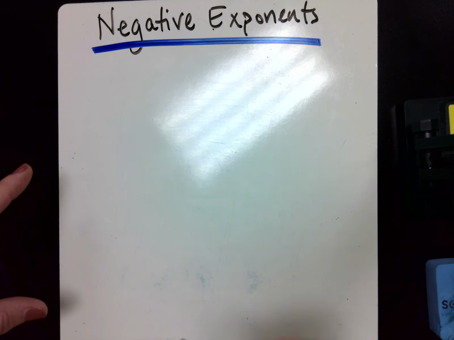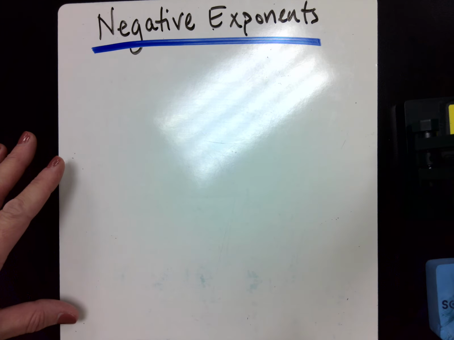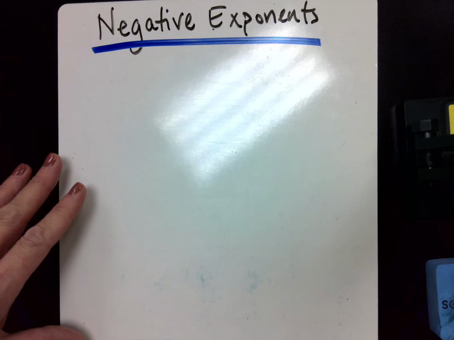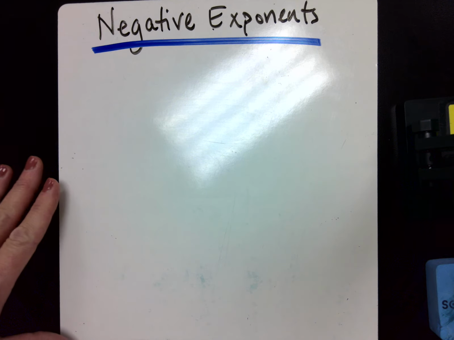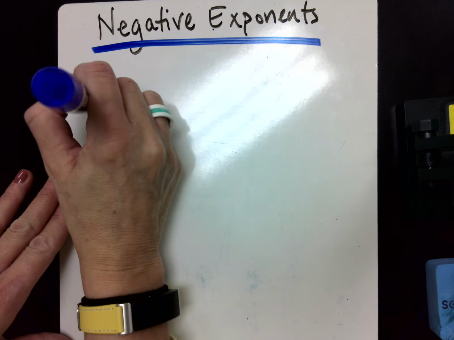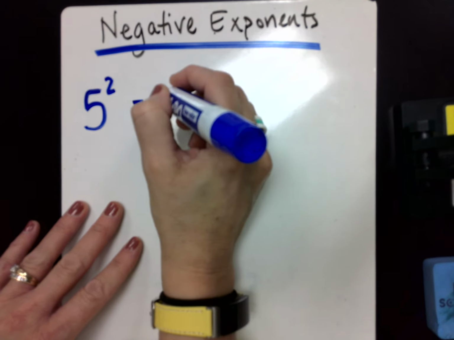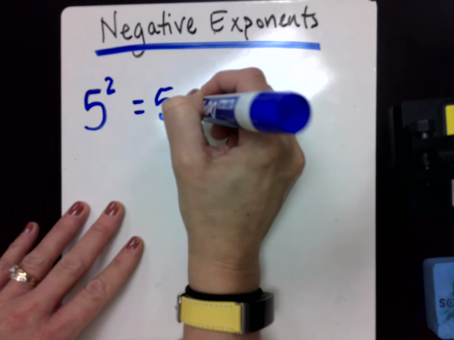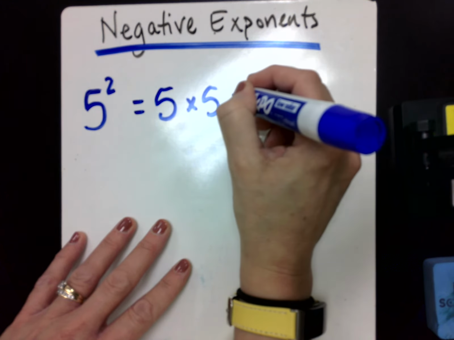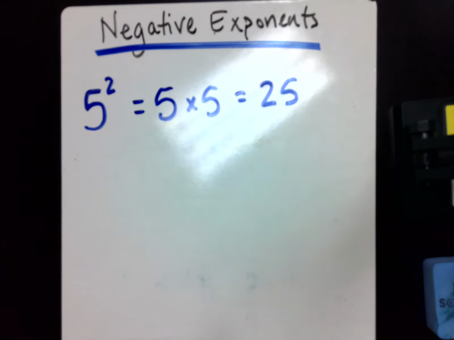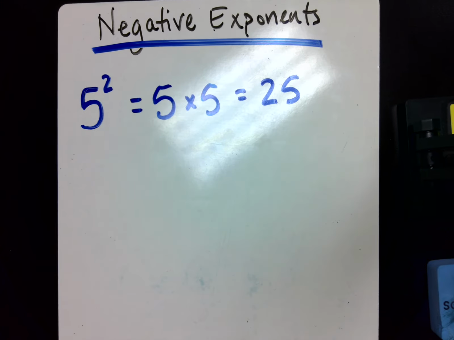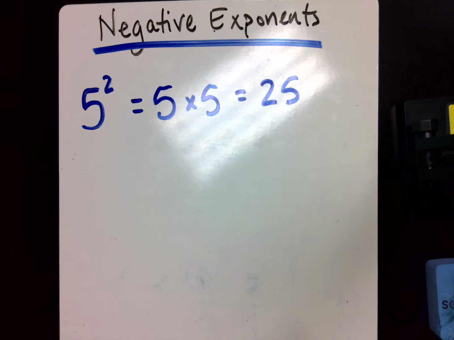Okay, everyone, this is going to be a quick video to help explain negative exponents. So let's review the positive exponents. If you have a positive exponent, for example, 5 to the second power, or 5 squared, that's considered 5 times 5, or repeated multiplication, and you get 25. When you have negative exponents, you're actually doing the opposite and you're doing repeated division.